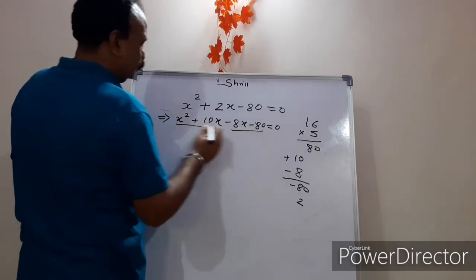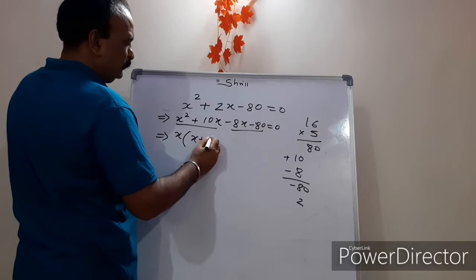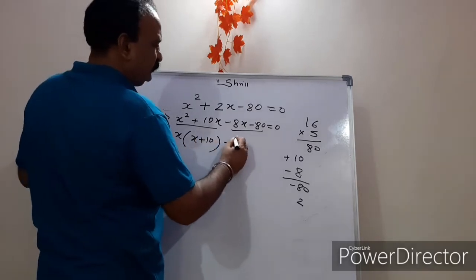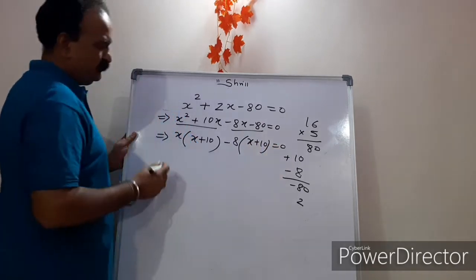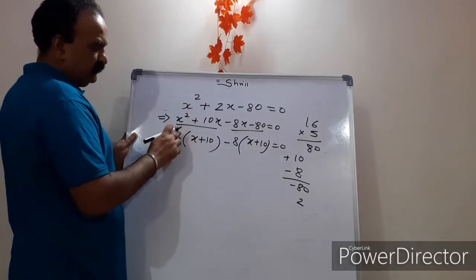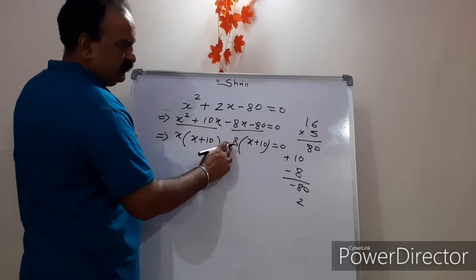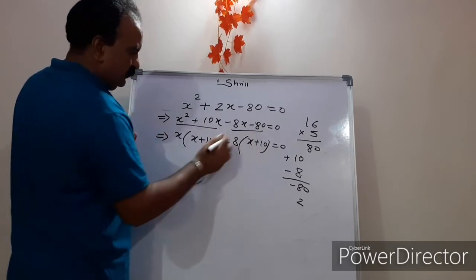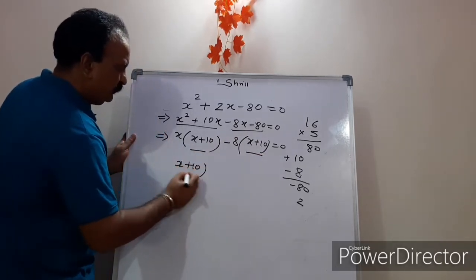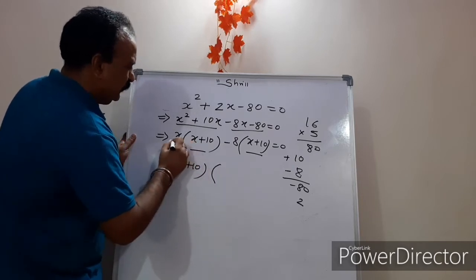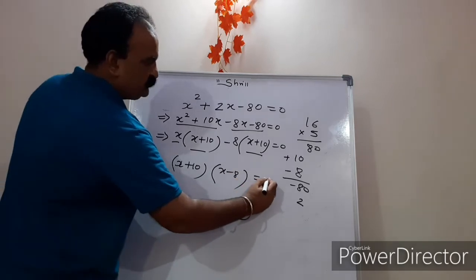Take these two terms and these two terms. Take x common in the bracket: x plus 10, minus 8 common, x plus 10 is equal to 0. See, x into x is x square, x into 10 is 10x, minus 8 into x is minus 8x, minus into plus is minus. Now again x plus 10 is common, and in another bracket this is x and this is minus 8. So x minus 8 is equal to 0.